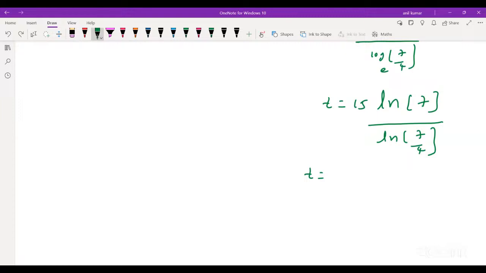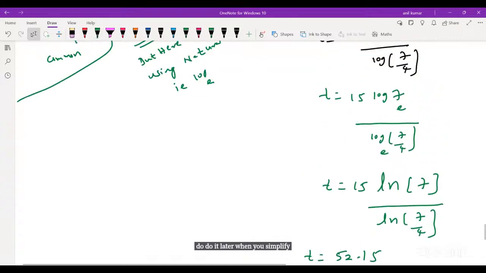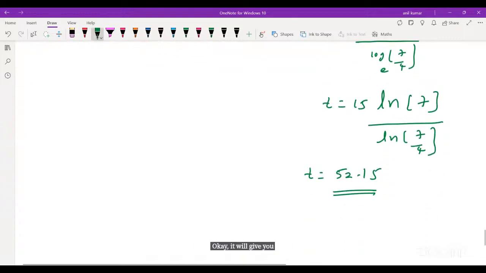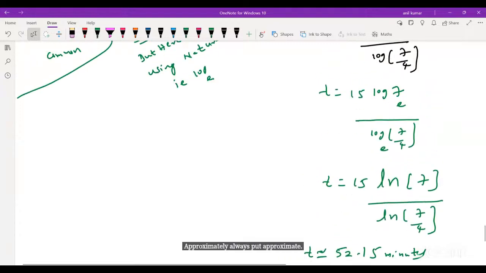If you have, I will wait. Otherwise, there is no use. I will write the answer. Don't worry, you may calculate later. Do it later when you simplify. It will give you 52.15 minutes, approximately. Always put approximate. That's it.